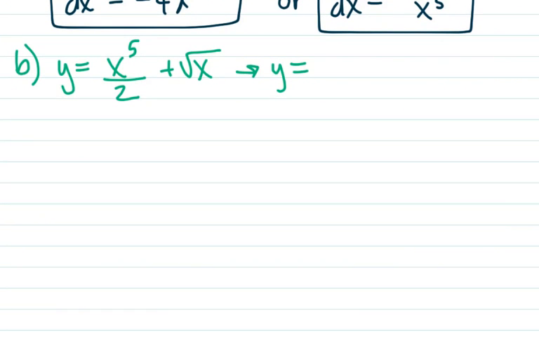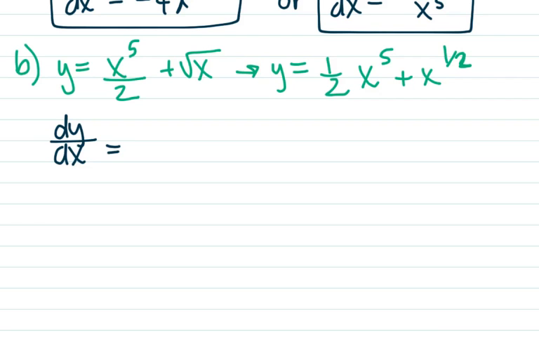So this one would turn into 1/2 times x to the 5th, and then any rational exponents will be used for the root symbol. So this would just be x to the 1/2. But we do have to write it in this form before we can actually take the derivative.